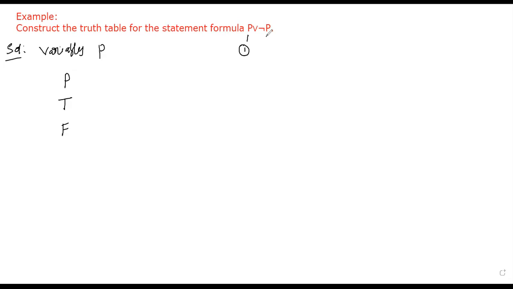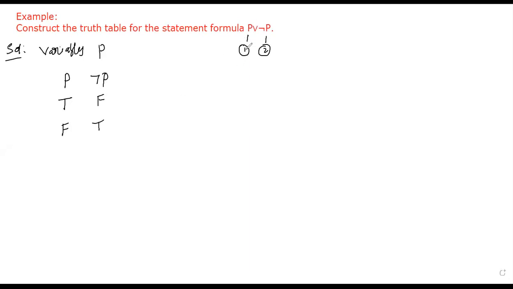The second one is negation P. See this one in the problem. Already P is there. Now we want the negation P. What is the negation P? Suppose P is true, then what is the negation P? False. Very good. Suppose P is false, then what is the negation P? True. Yes, very good.